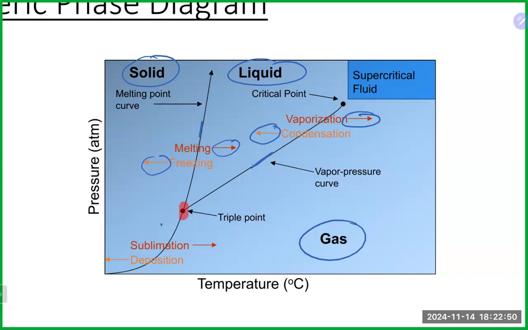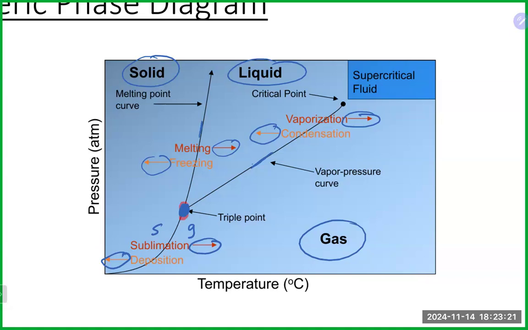Down here, this is solid, this is gas, and that does not pass through any liquid part there. That is where sublimation occurs and deposition occurs, depending on which way you're going. There is, again, no passage through the liquid portion of the graph at that point. Right here, where all the phases come together, that is our triple point, and that is the pressure-temperature relationship where all three phases are happening at the same time, solid, liquid, and gas, basically.